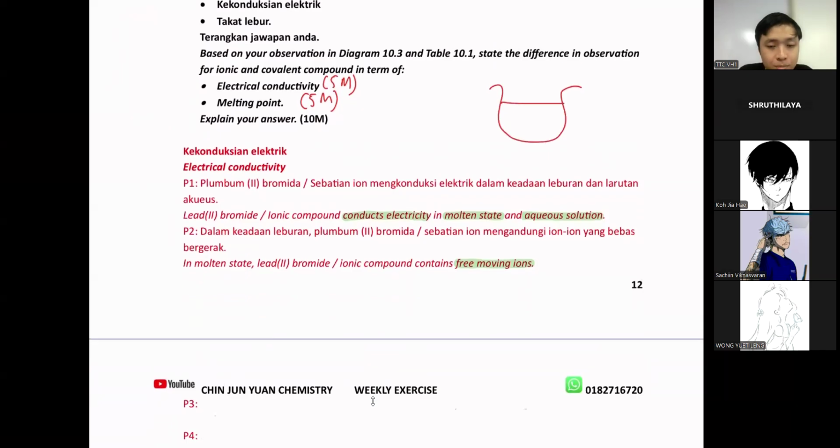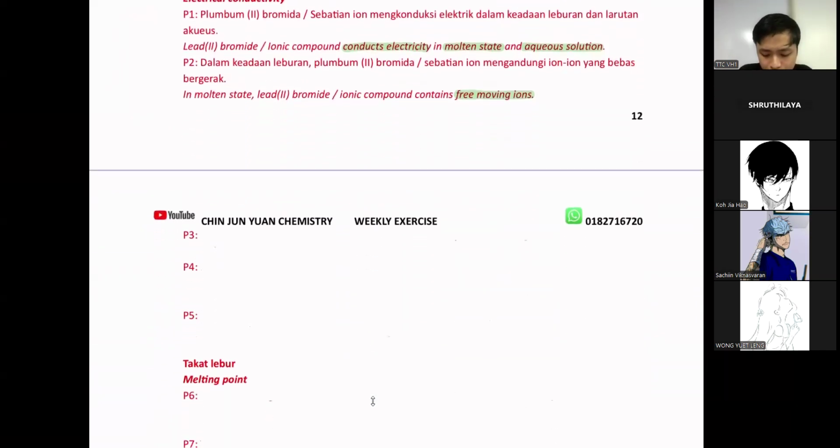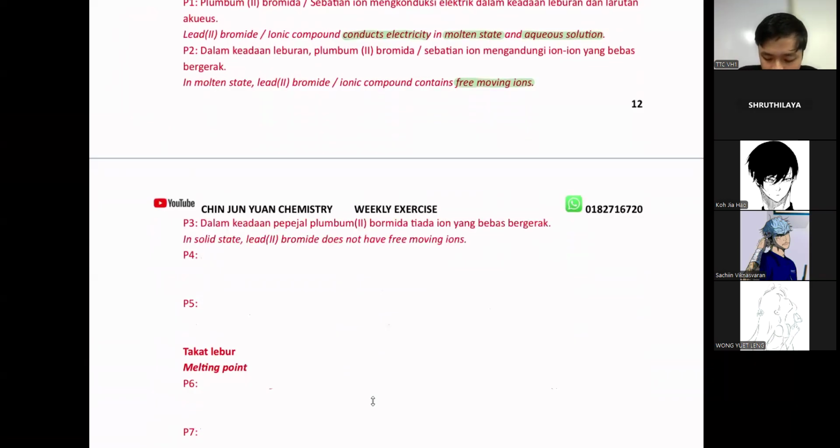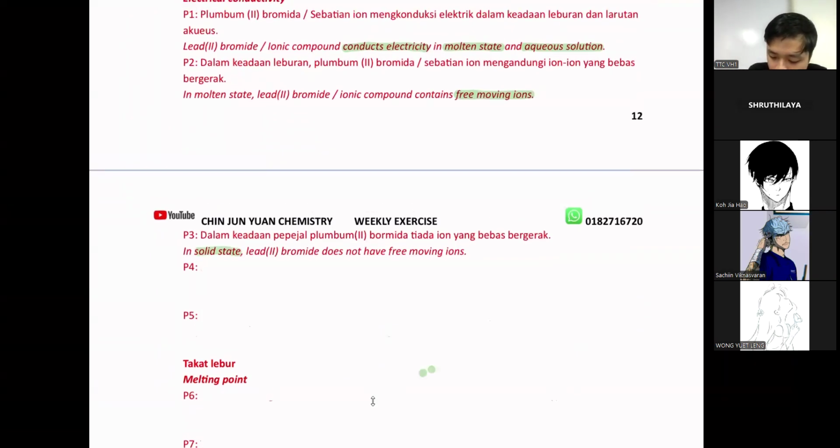Okay. Second point. Third point. Talk about the solid state. Solid state does not have free moving ions. Already another mark. As you know, solid particles are very packed. Between the particles, very hard to move around. No freedom. So that's why you have ions but they cannot move.